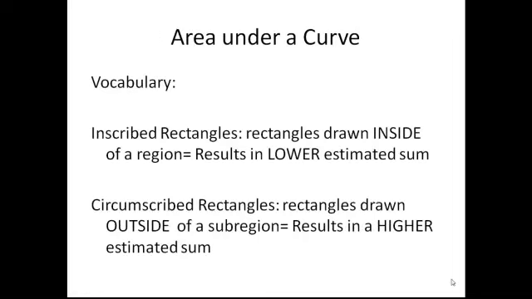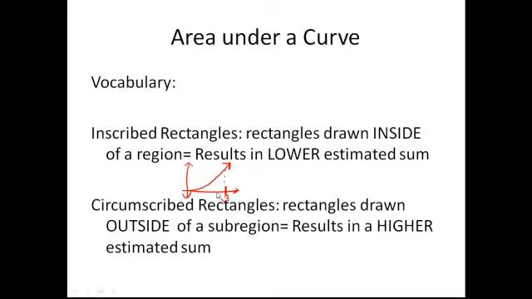In order to find the area underneath the curve, we're going to use a process we call limits of Riemann sums. But what we're really doing with that is drawing rectangles. So here we go. I'm first going to tackle what we call inscribed rectangles, and let's say we have a function that looks like this. We want to approximate the area underneath this curve.